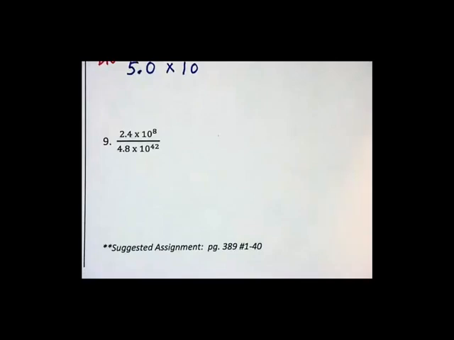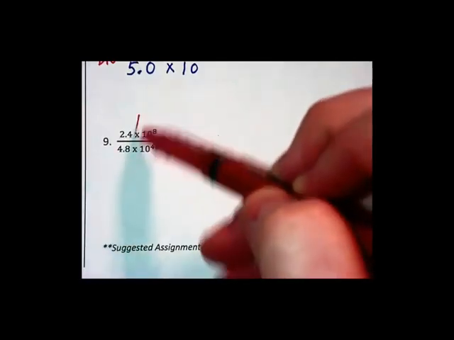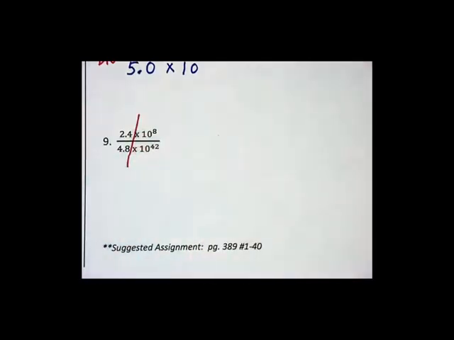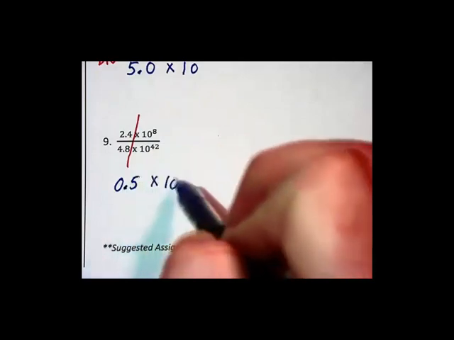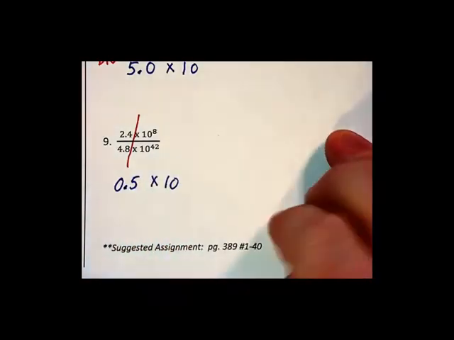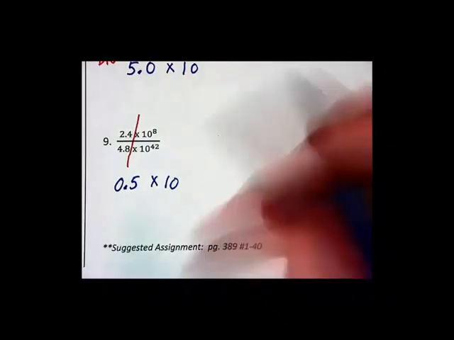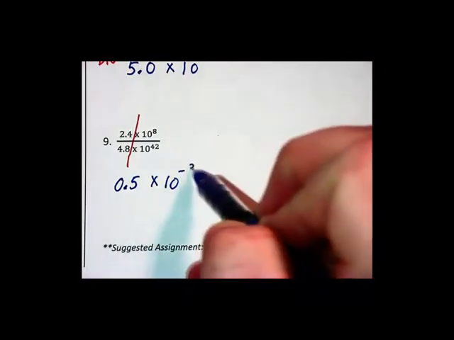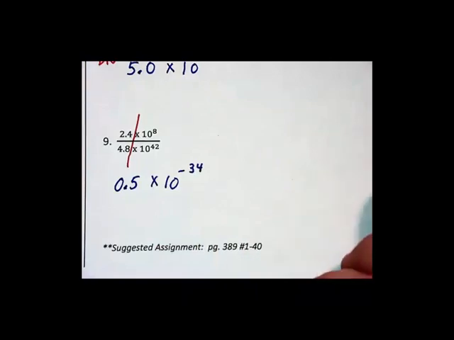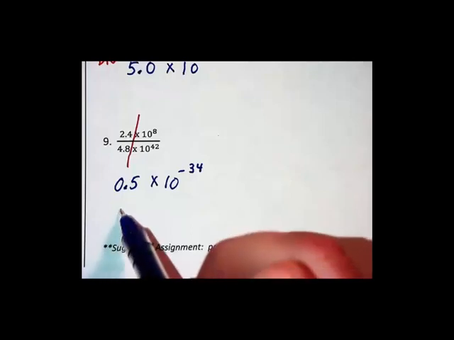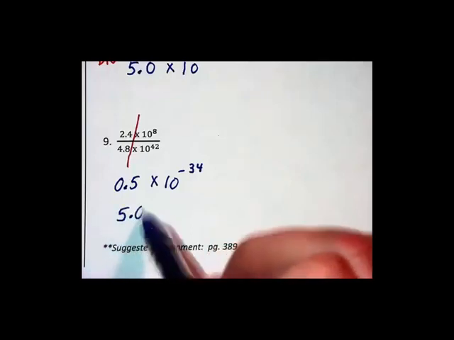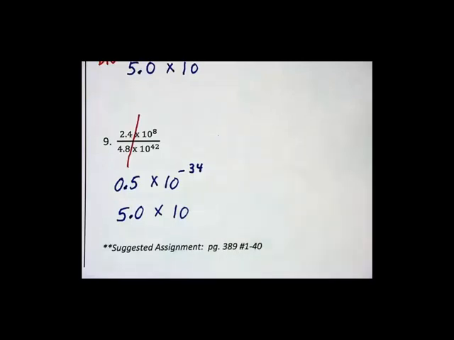For problem number 9 here, without breaking out a calculator, do you notice how 2.4 is half of the 4.8? When you divide those you get a half, or 0.5, times 10 to the, well, we've got 8 and 42. We subtract 8 minus 42 makes this negative 34. But this answer is not in scientific notation because we have a 0 to the left of our decimal.